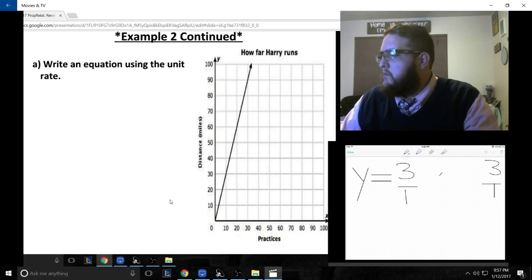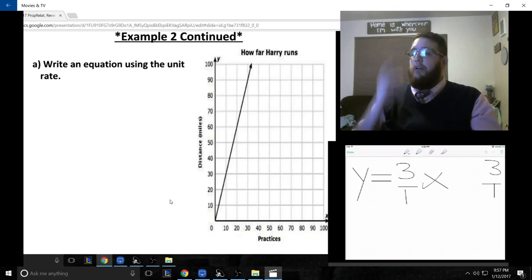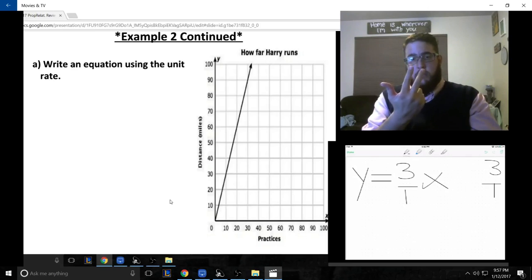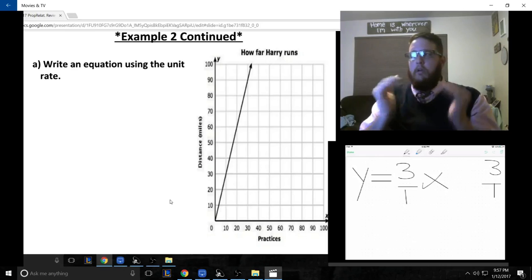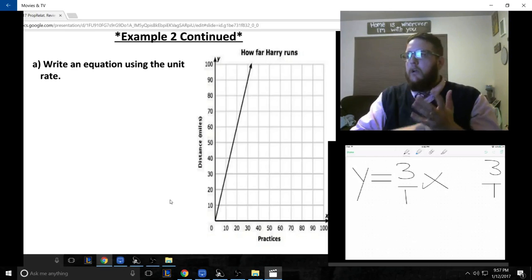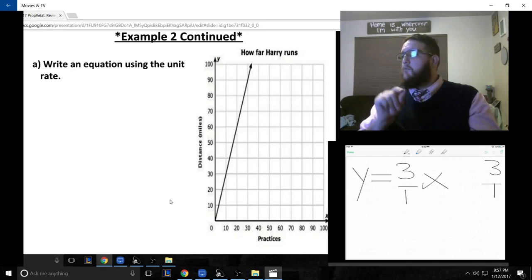Now we're going to take this unit rate and set it up as an equation. So remember that our unit rate, our constant of proportionality, our constant rate of change, says that for any x value we have, we can multiply by a constant rate of change in order to get our corresponding y value. Since we found our constant rate of change to be 3, or 3 over 1, we have determined that for any x value, we can multiply it by 3 and it will give us the corresponding y value.